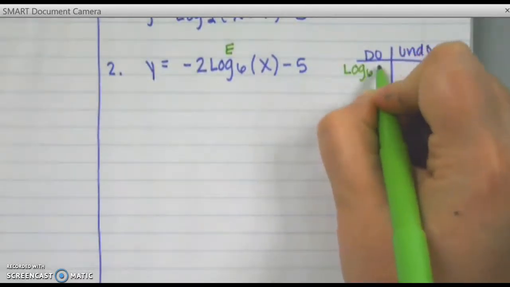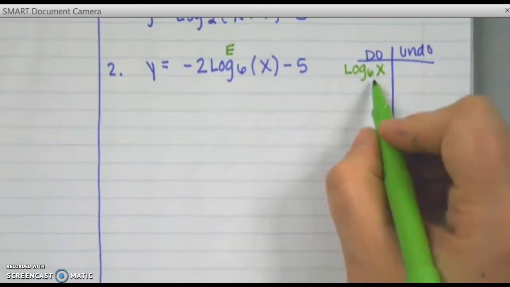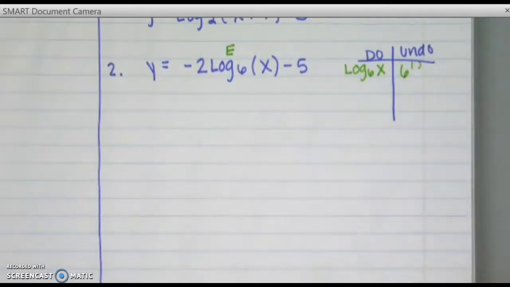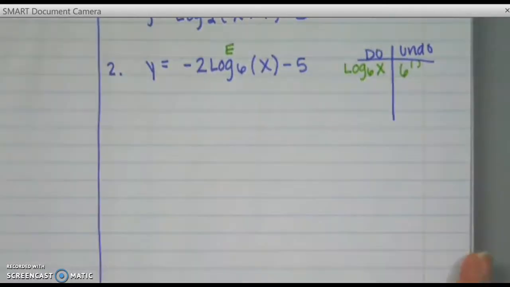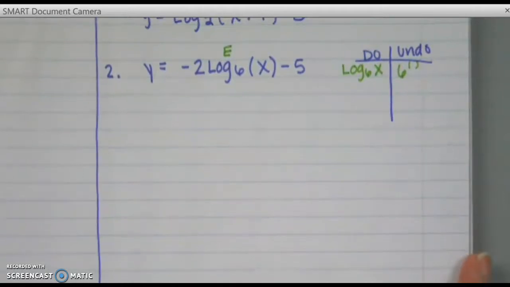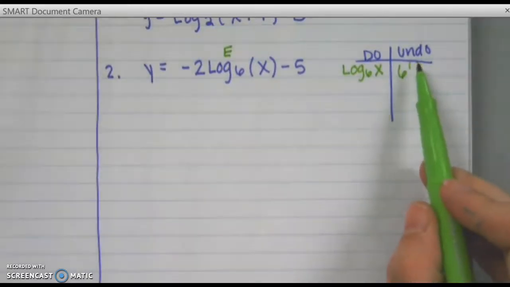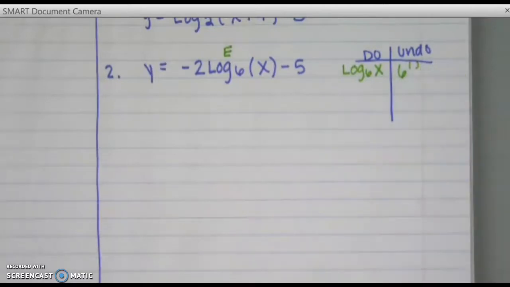And so if my log is a base of 6, the thing that undoes that is 6 to a power. So log with a base of 6, if I want to undo it, I'm going to need the exponential form to have a base of 6. And again, I'm leaving that blank because I'm going to have something in there. I just don't know what it is yet.